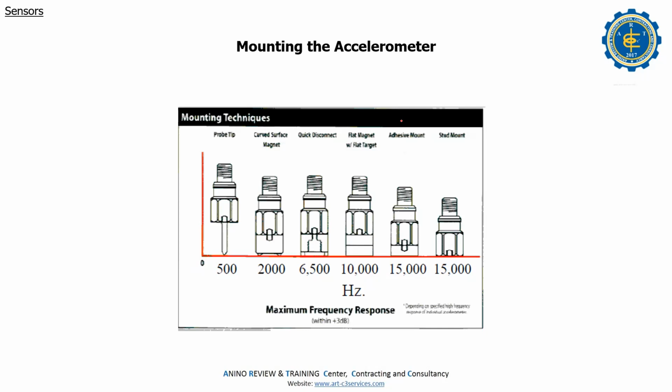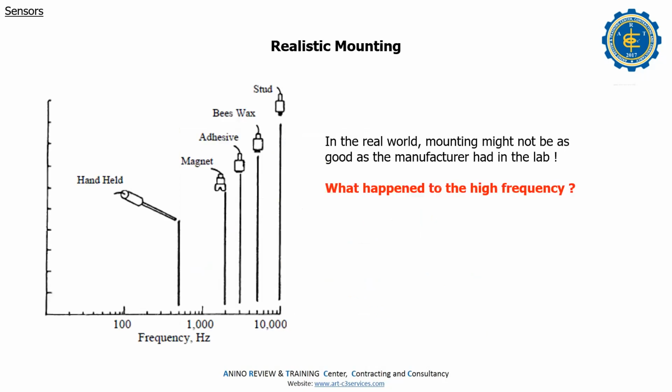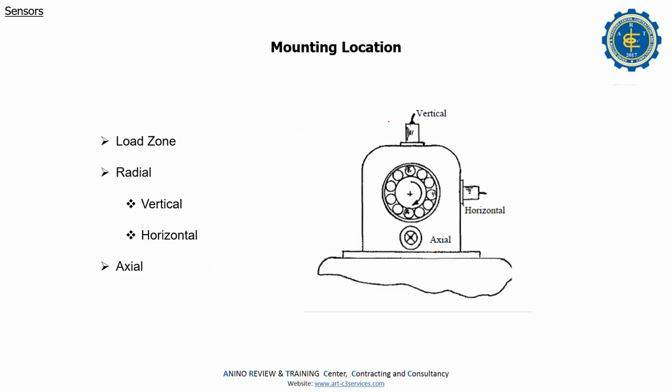So here in the accelerometer, we have different types of accelerometer. Here we use this one, 15,000 hertz, stud mounted. For realistic mounting, what happened to the frequency? For mounting position, you have the vertical and horizontal. That is the old ways, right?